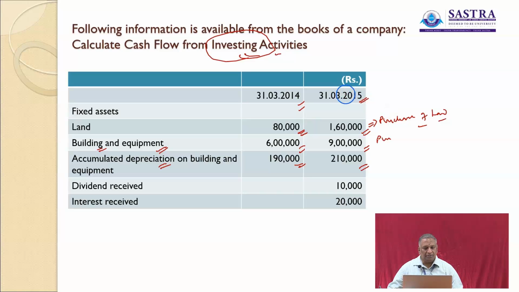So the question of depreciation doesn't arise in case of land. It is simply a purchase. It should be taken as purchase, so this should be adjusted. In case of any sale in equipment, we have to find out the amount of depreciation on the asset sold. And if you look at dividend received, these are all interest on investments.